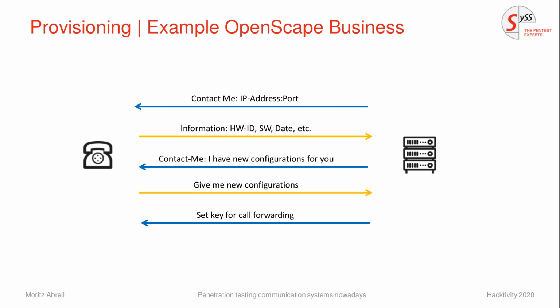The server sends an HTTP request to the phone and asks for a so-called contact me request. The phone sends an HTTPS POST request with information about itself to the provided IP address. The server now responds with a new contact me with the message, "I have new configs for you." So the phone requests these new configurations, and finally the server sends back the configurations, for example, for setting a new call forwarding key.